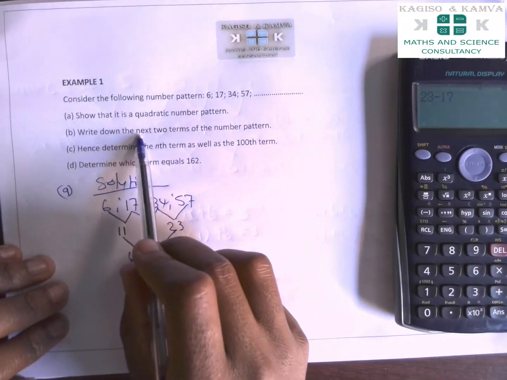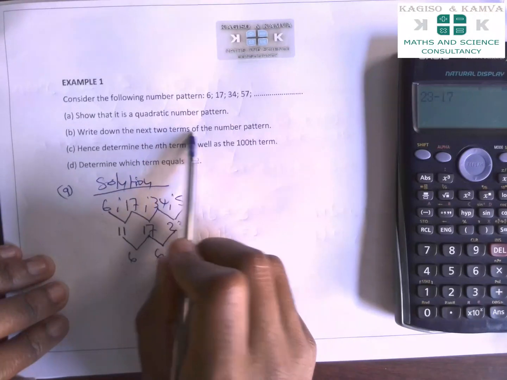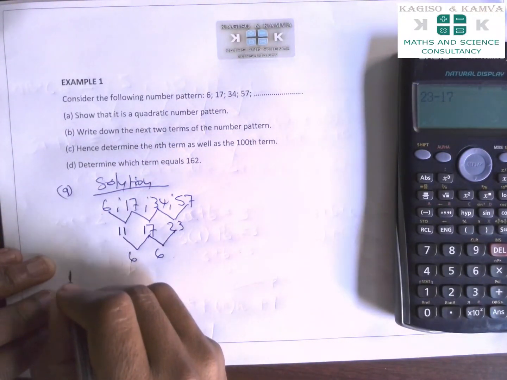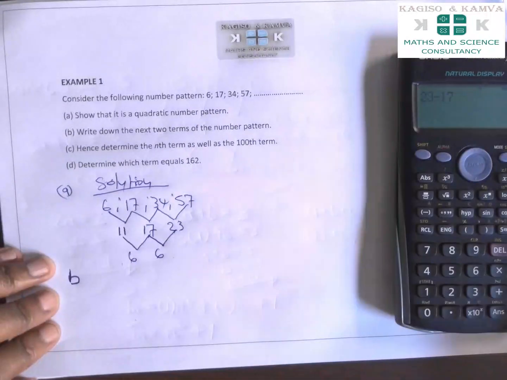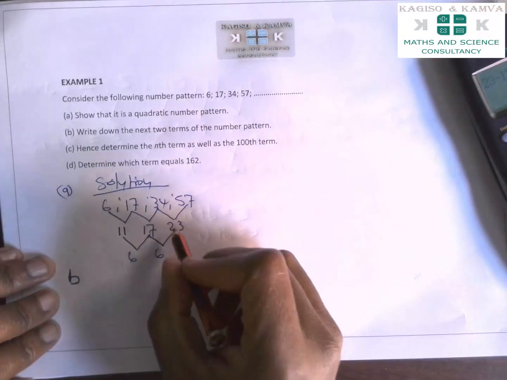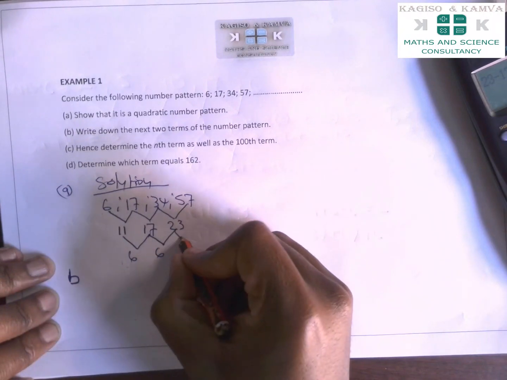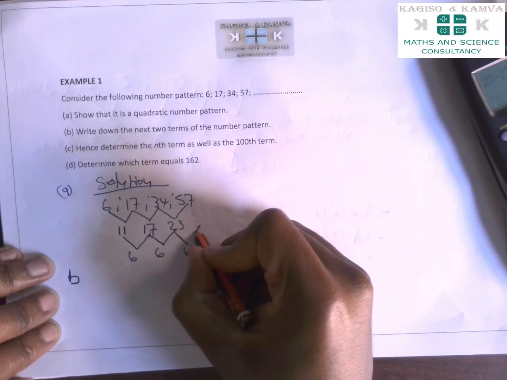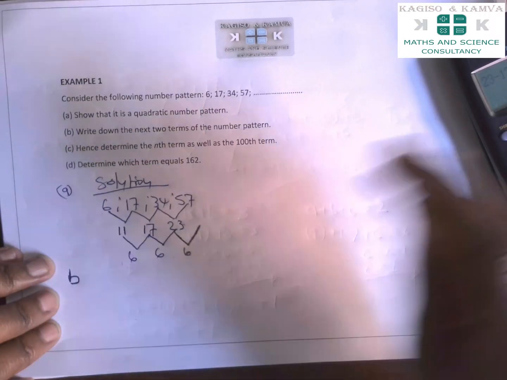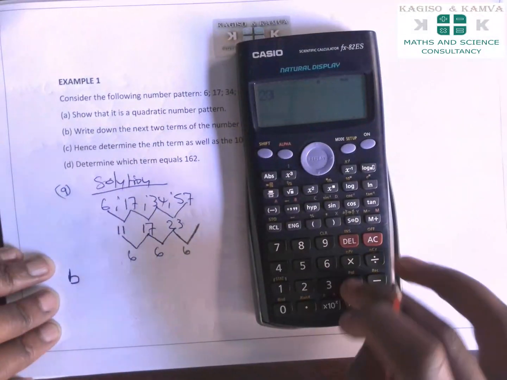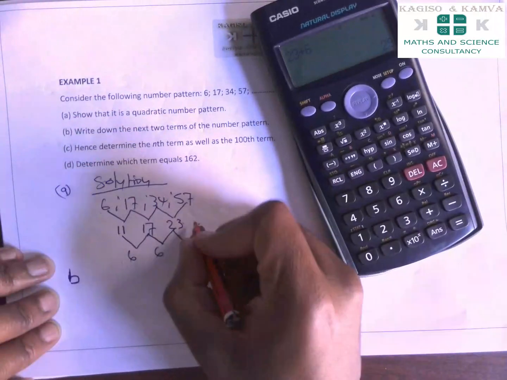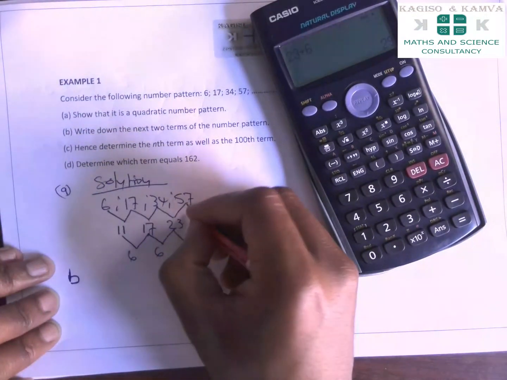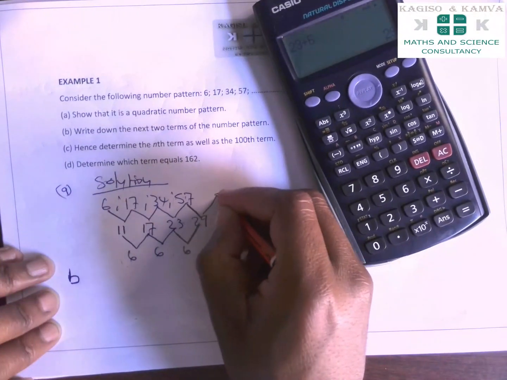B, write down the next two terms of the number pattern. So how are we going to get that? We are going to use what we have here, because we just have to add 6 to get the next first difference. So we're just going to say 23 plus 6. This one has to be 29. Now we are going to add 29 to that 57 to get the next number.